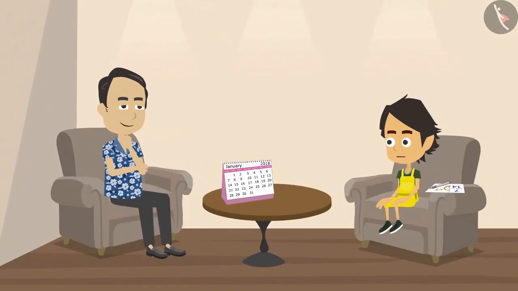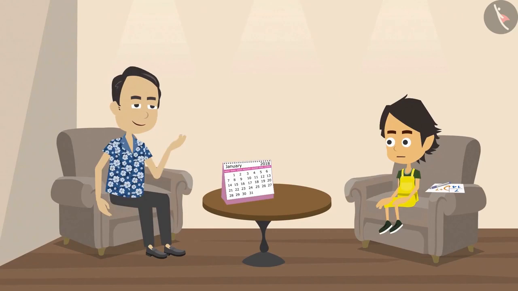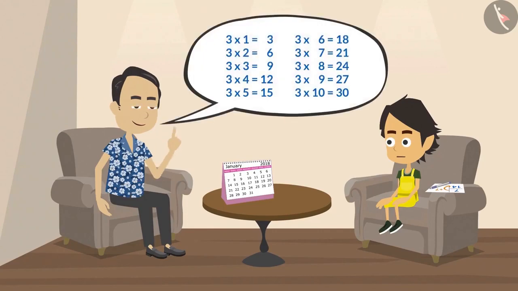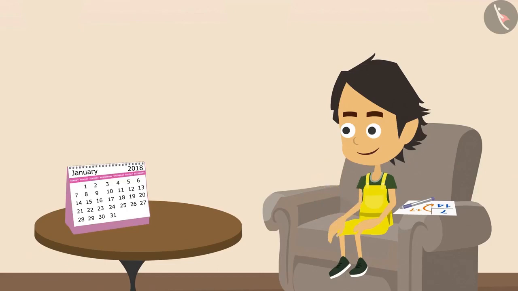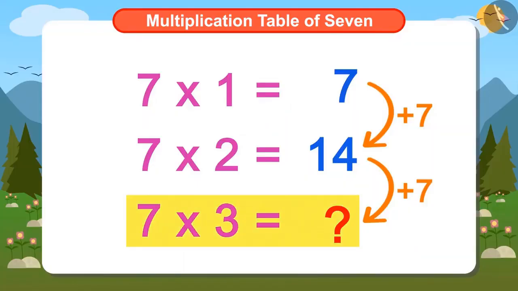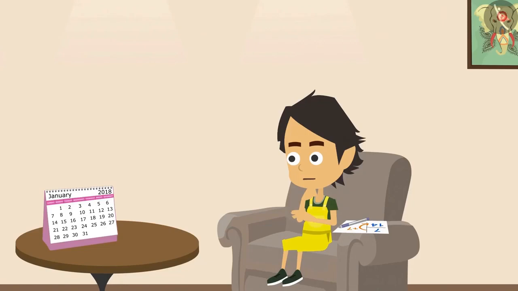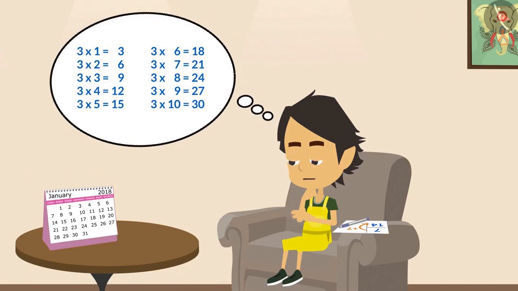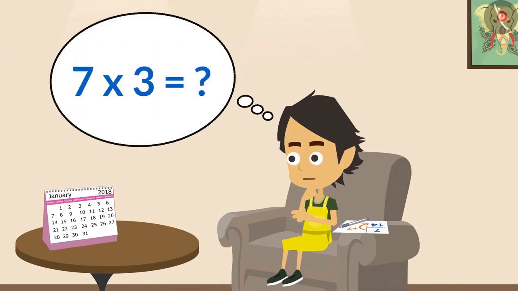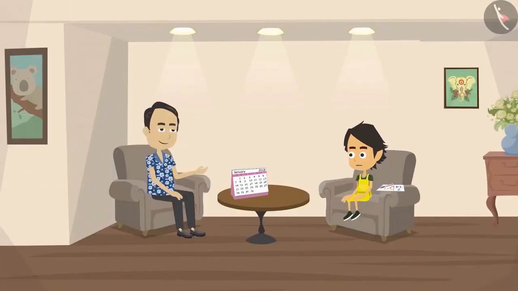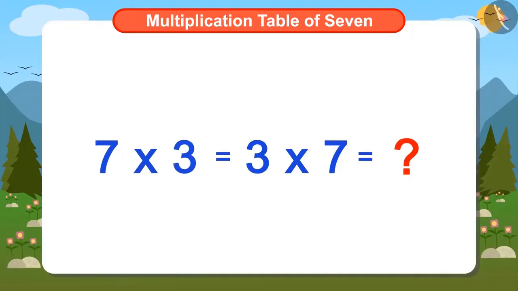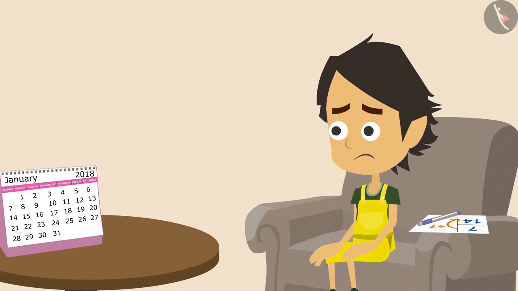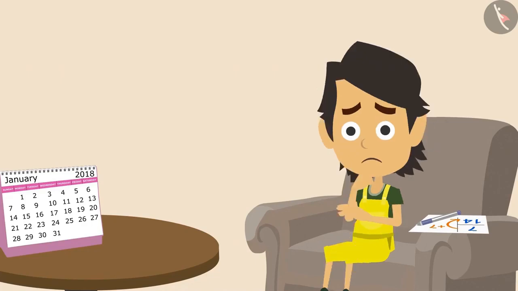Papa understood Ayushman's problem and asked him if he knows the multiplication table of 3. Ayushman tells Papa that he knows the multiplication table of 3. Then you can easily find what 7 multiplied by 3 is, Papa said to Ayushman. Ayushman started thinking, if I know the multiplication table of 3, how can I find the answer to 7 multiplied by 3? Papa told Ayushman that the answer to 7 multiplied by 3 would be the same as 3 multiplied by 7. Ayushman is even more confused now about how this was possible.